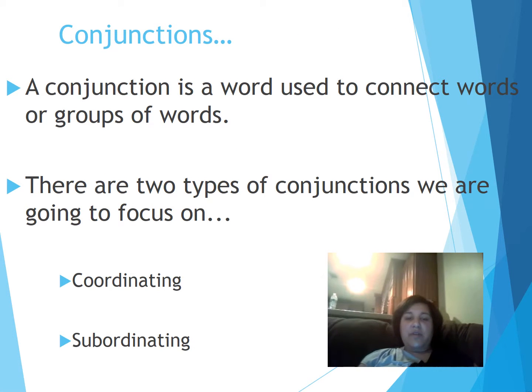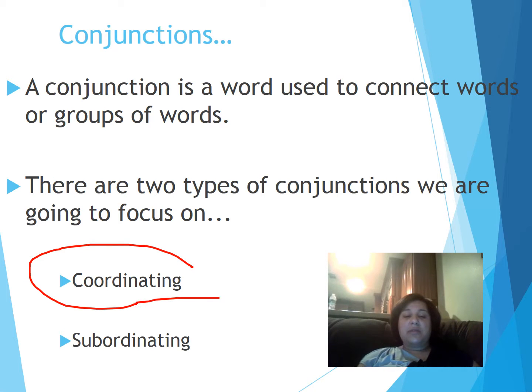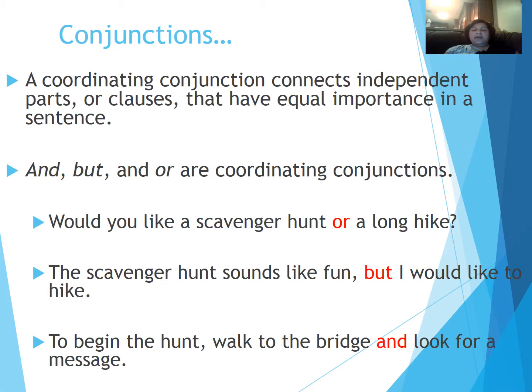Now let's review conjunctions. Remember, a conjunction is a word used to connect words or groups of words. There are two types of conjunctions we are going to focus on today: coordinating and subordinating conjunctions. Remember, guys, this is a review. This is something that we've learned. We're just reviewing basic skills for the LEAP test.